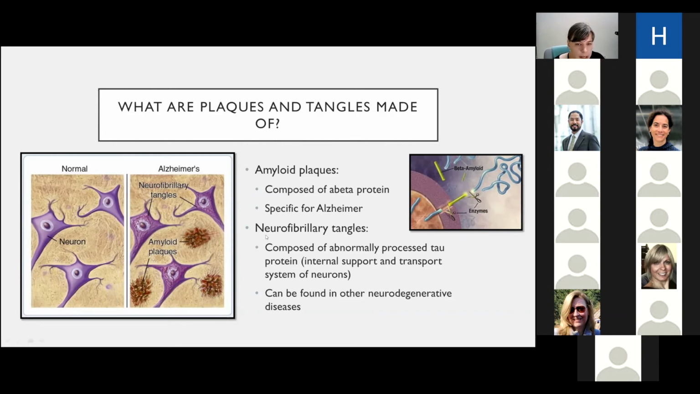Neurofibrillary tangles, on the other hand, which are the intracellular abnormalities that I showed you, those flame-shaped inclusions, are composed of a tau protein. Tau protein is part of the scaffold of the cell and the transport system within the cell. And in Alzheimer's disease, it gets abnormally processed and it accumulates and it shuts down the normal transport within neurons. Now, the thing with tau and neurofibrillary tangles is that it can be found in other neurodegenerative diseases. It's not specific for Alzheimer's.